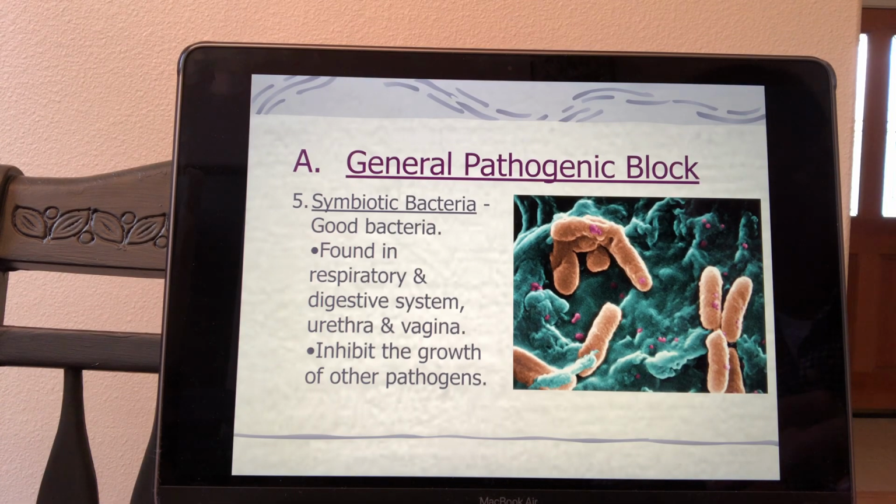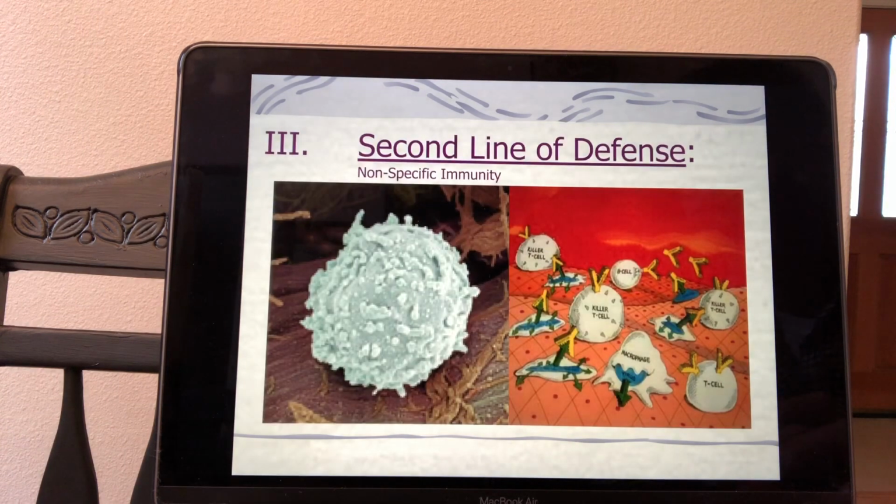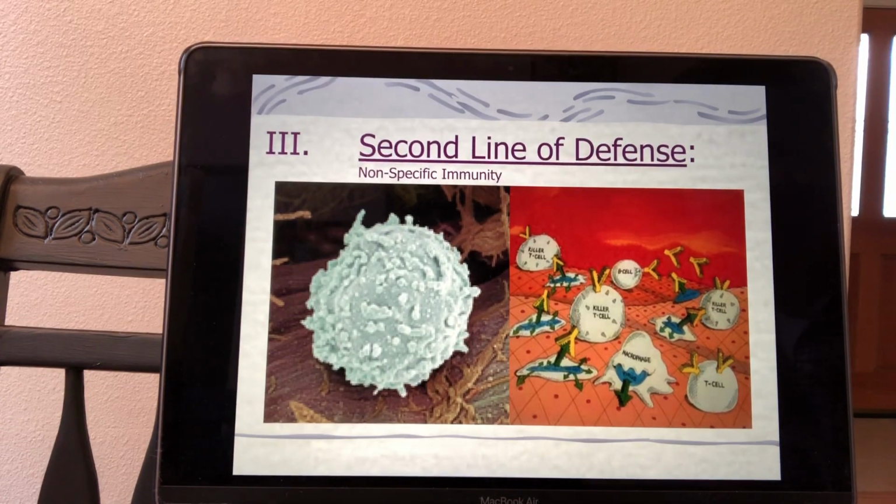Now, if you are infected by one of these pathogens and it is able to get through these first 5 things found in the first line of defense, that's when our body's second line of defense starts to take over. The body's second line of defense is also non-specific. In other words, this line of defense is also working to stop any and every pathogen from invading your body, which could possibly turn into disease.